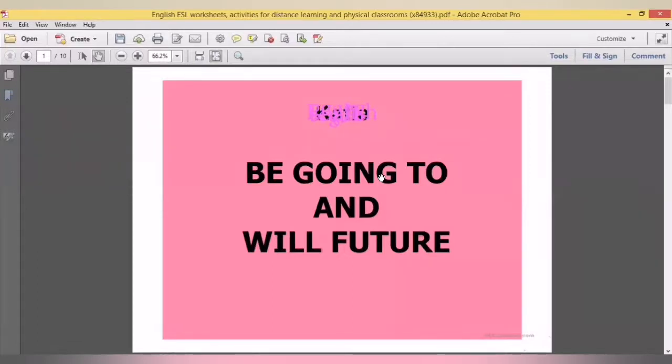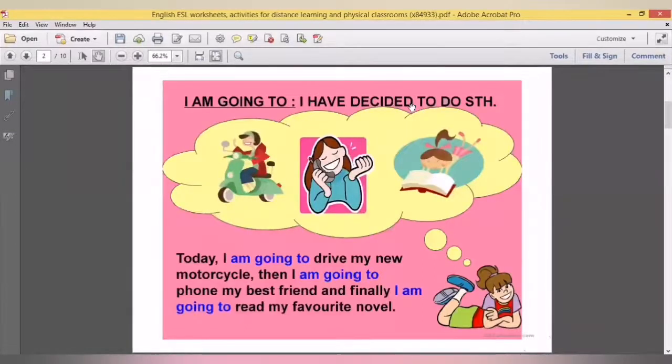But the difference is that when you want to use the be going to expression, it means that you have a decision that you made. I am going to, it means that I have decided to do something. Like when you decide to buy something or to go somewhere, you use the construction I'm going to. When I start the lesson, I tell you we are going to study lesson so and so, right? Because I have a decision and I have a plan for this, so I tell you that we are going to study this lesson.